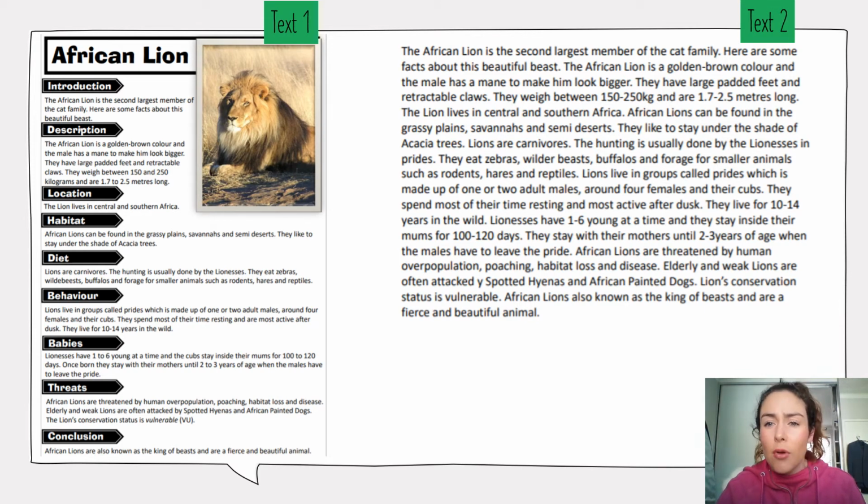With text 2, that would be quite tricky for me to do. Whilst I'd still be able to skim and scan the text and maybe find the information, it would take me much longer time. So text 1 has some really good features of using subheadings to group the information to make it easier for us to read.